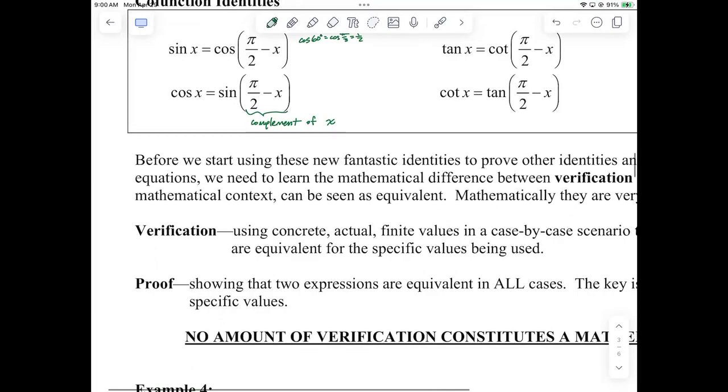All right, so let's talk a little bit about verification, because I mentioned this when we were proving the identities using x, y, and r. In mathematics, there's a huge difference between verifying something and proving something.